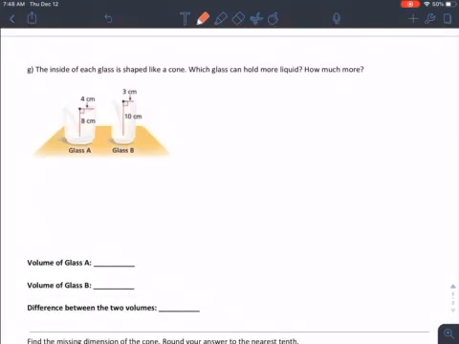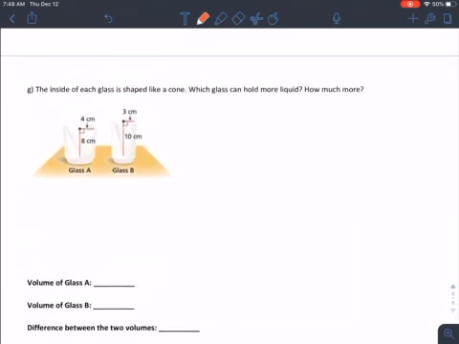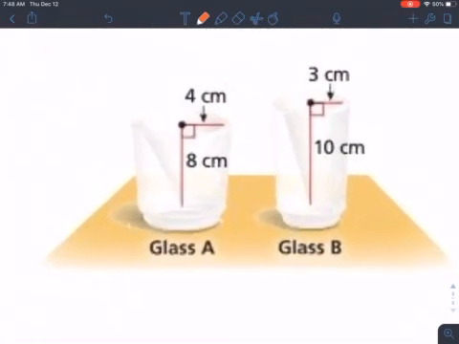All right, so this is a bit of a picture problem, a word problem, so I decided to go over it just so it doesn't freak you guys out. The inside of each glass is shaped like a cone. Which glass can hold more liquid? How much more?